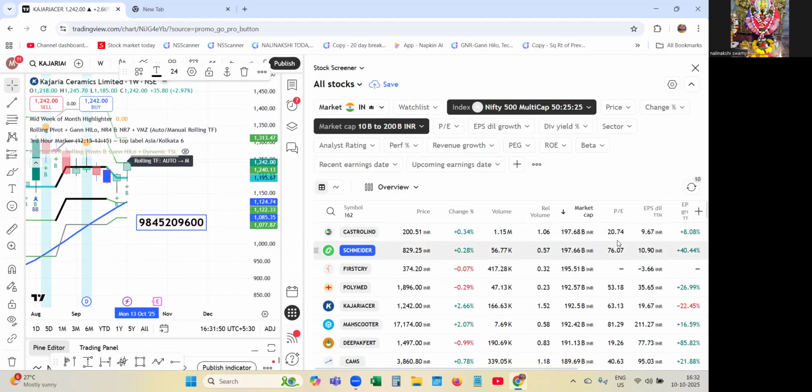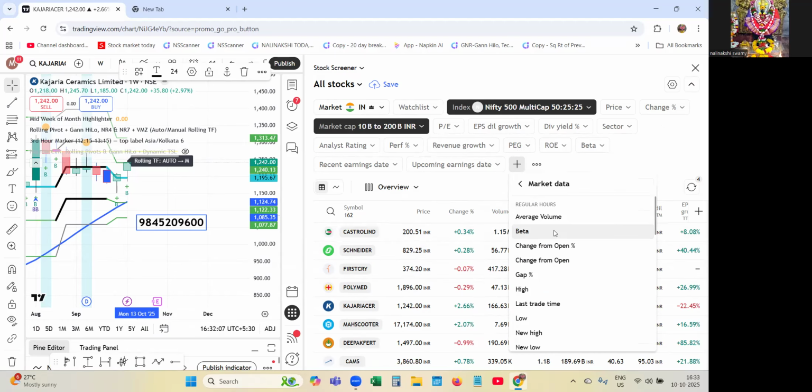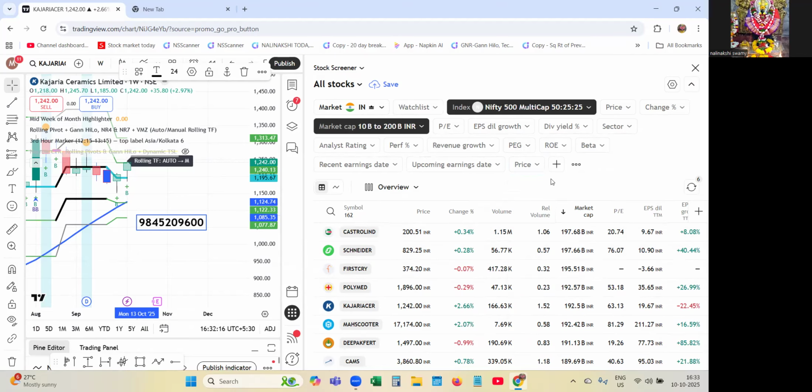And apart from that, since it is not for an intraday, I am selecting only one filter from the price. I am clicking on this. This is add new filter. I'll go to market data. I'm clicking on the market data. If you click on the market data, I want the price. Once I select the price, the filter has been selected.